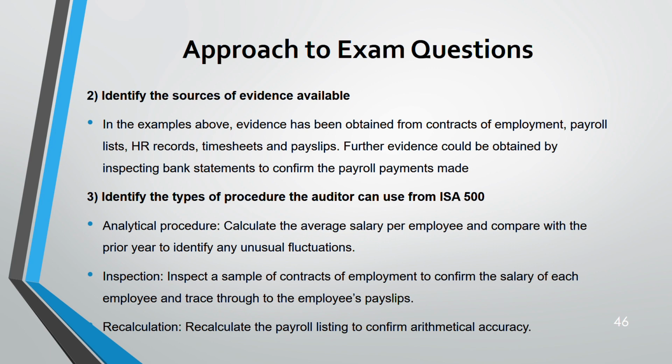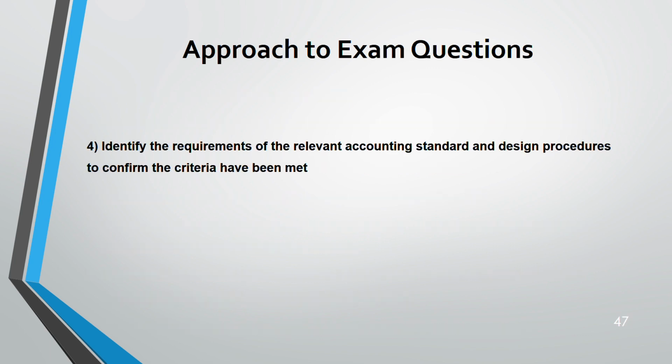You can inspect a sample of contracts of employment to confirm the salary of each employee and trace through to the employee's payslip. Or you could recalculate the payroll listing to confirm the arithmetical accuracy. I told you this before. Evidence source has to be there, audit procedure has to be there, and assertion that you're testing. And finally, the fourth one, the relevant accounting standard that you are complying with.